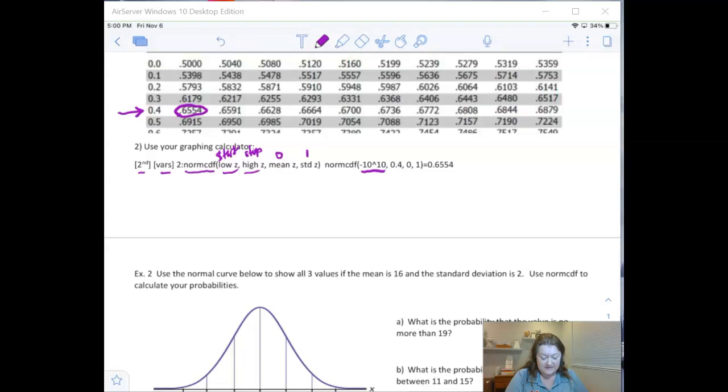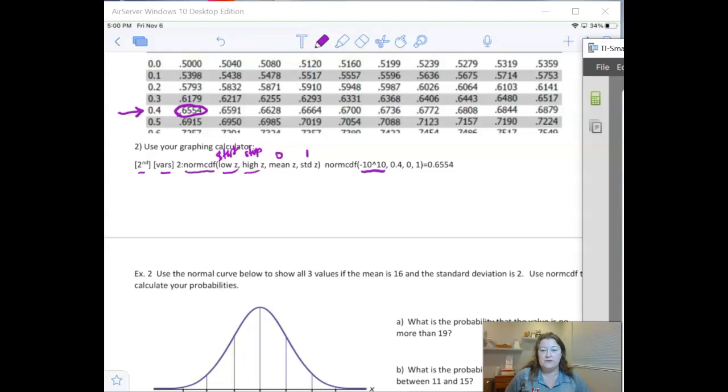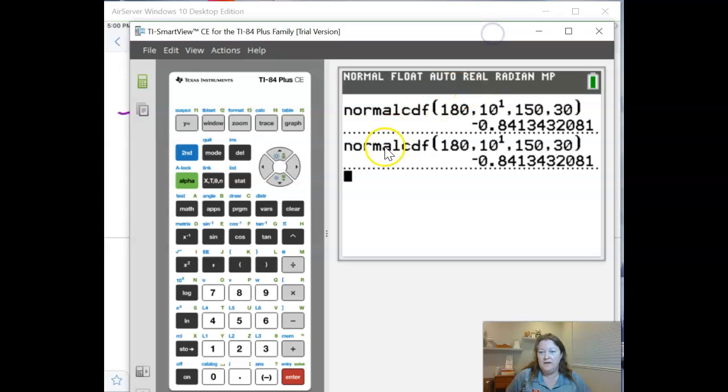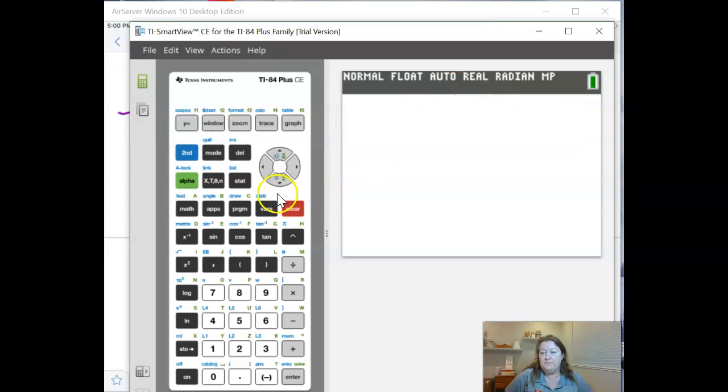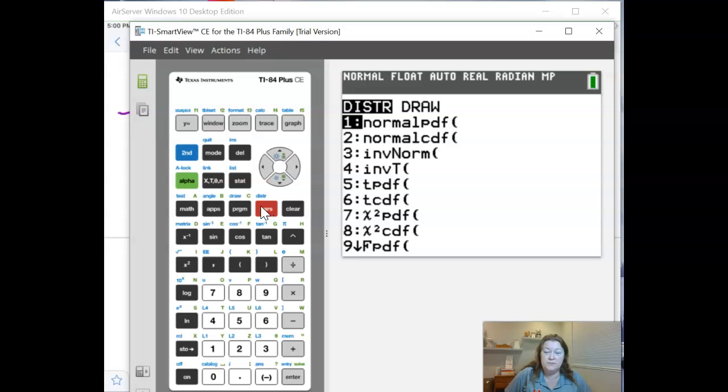Okay, so I'm going to basically be putting all this into my calculator, and hopefully we're going to get that exact same answer. So let me see if I can bring that one onto our screen. Okay, and let's look at this one. So we're looking for this vars, but we want the blue distribution above it because we're dealing with normal distributions.